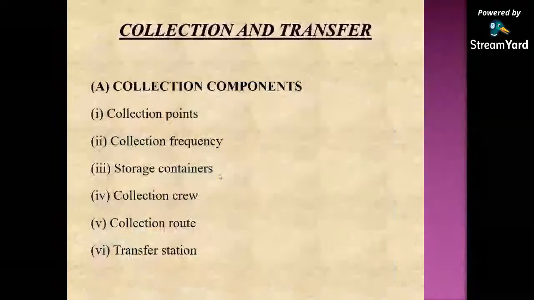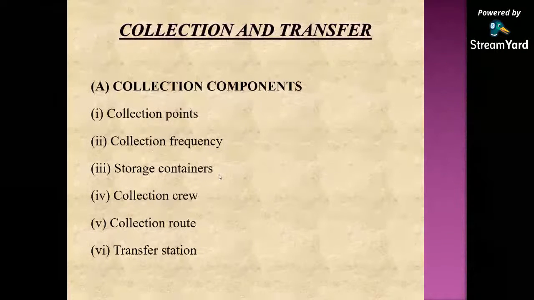Next is the collection and transfer. So the collection components are, first, the collection point. These affect such collection system components as the crew size and storage, which ultimately control the cost of collection. Note that the collection point depends on locality and may be residential, commercial, or industrial.